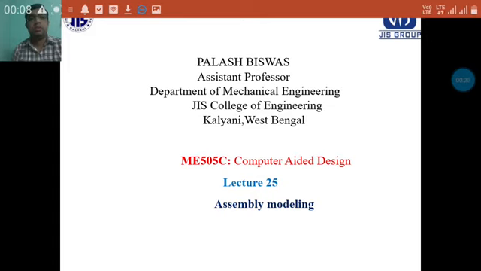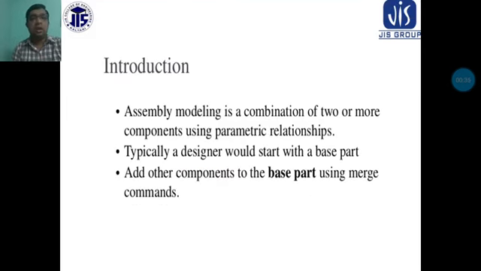Today we will discuss assembly modeling under the subject of computer aided design. What is assembly modeling? First, you have to give an introduction to assembly modeling.